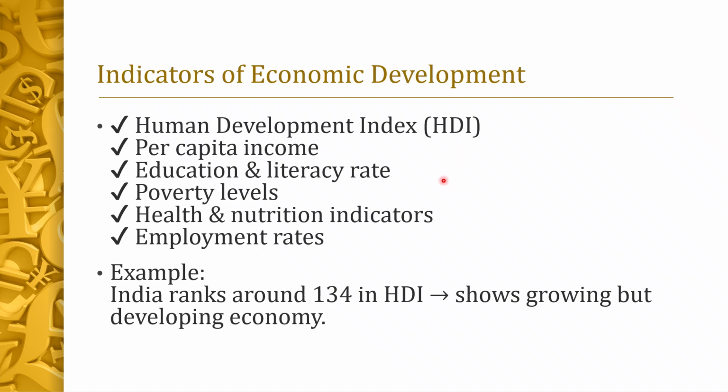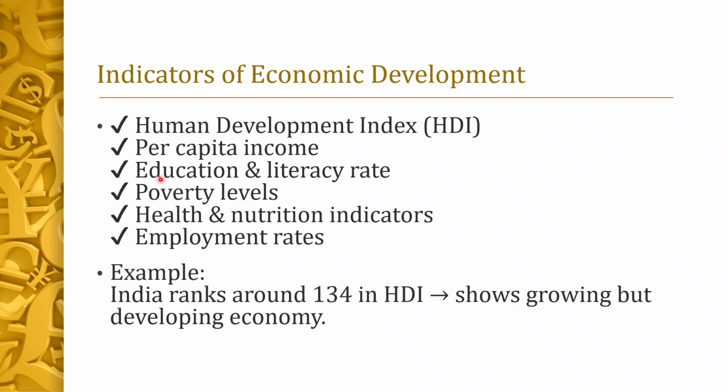Coming on to indicators of economic development, to measure development, economists use certain indicators that reflect the quality of life in any country. So let's understand the most important ones here. The first one is the HDI, Human Development Index. It is created by the United Nations Development Programme, also called UNDP. It measures development by using life expectancy, educational level and per capita income. We have just talked about countries like Norway, Switzerland and Australia. They score very high on HDI.